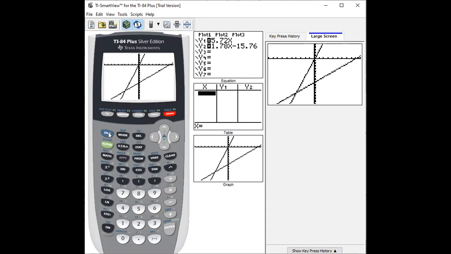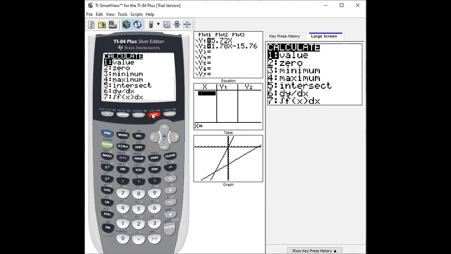So now we don't care so much about the zeros, but we want to see where they intersect. So we'll press second, calc, and the option here is intersect. Keep in mind, if you have a TI-83, this is a simulator for the 84, and so sometimes the numbers don't line up, but you will still have these options. So just pay attention.